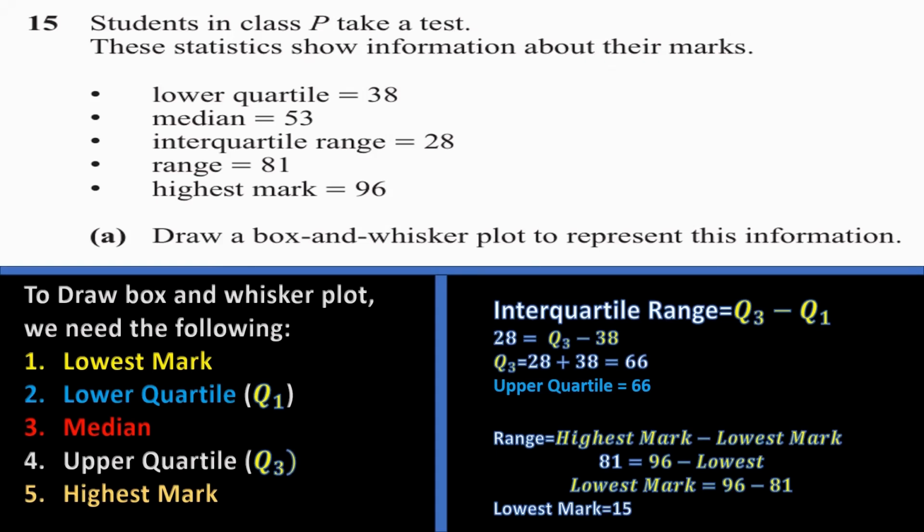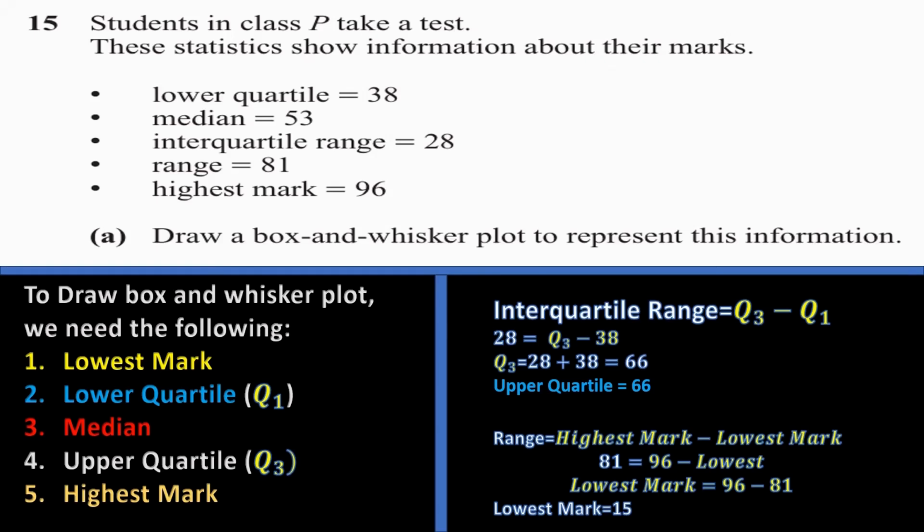Again, we understand the definition of range. Range is the difference between the highest mark and the lowest mark. Highest mark minus the lowest mark, that is range. And the range is given here as 81, but are we given the lowest mark? Not at all. We are given the highest mark, okay?